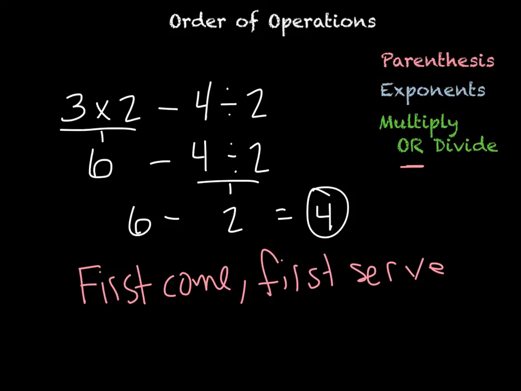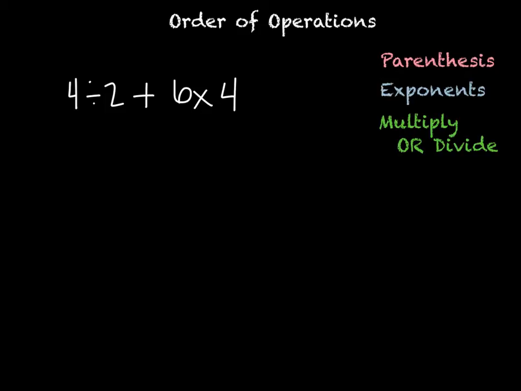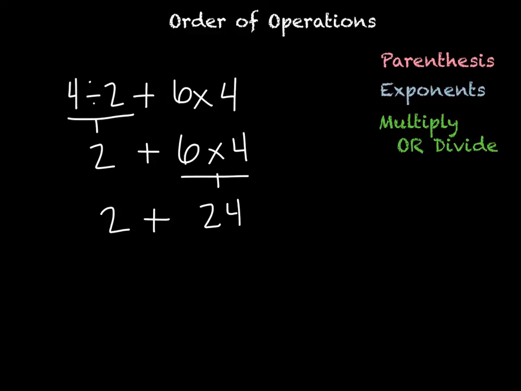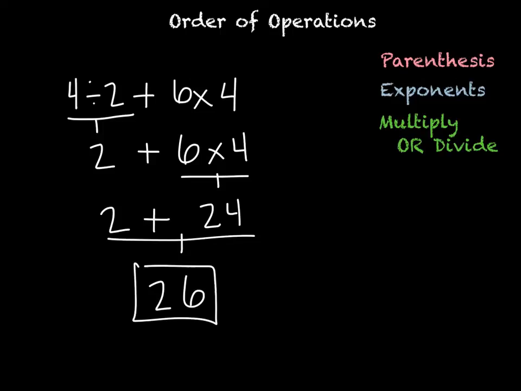Likewise, let me get rid of this real quick. So let's say we had 4 divided by 2 plus 6 times 4. I'm going to go left to right. So I'm going to hit 4 divided by 2 first, bring everything else down, and then I'm going to multiply. Bring everything else down, and I end up getting 26. So multiply or divide, whichever comes first going left to right, just like we would read it.